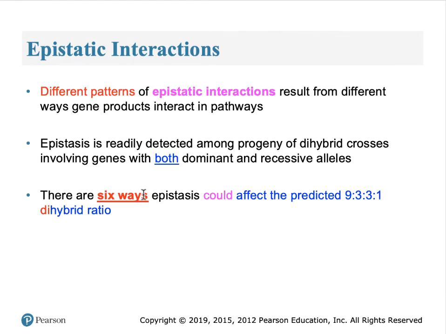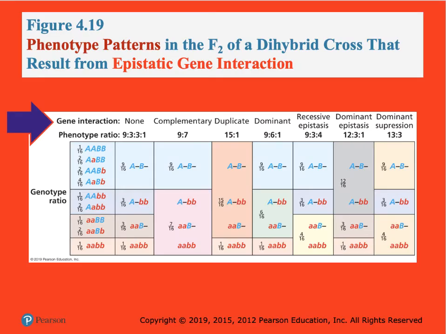Now, there are 6 ways that epistasis could affect the predicted ratio of a dihybrid cross. So remember from previous chapters, when you have double heterozygotes and you cross them together, then the expected ratio is 9 to 3 to 3 to 1. And any departure from that ratio is a clear indication that you may have epistasis. Here are the essentials of that type of analysis. So the very first column tells us that the ratio is 9 to 3 to 3 to 1.